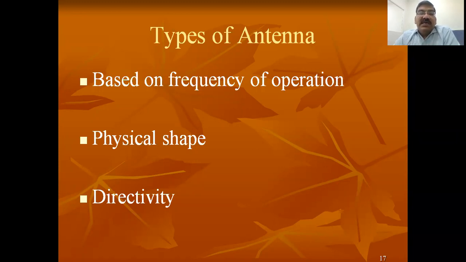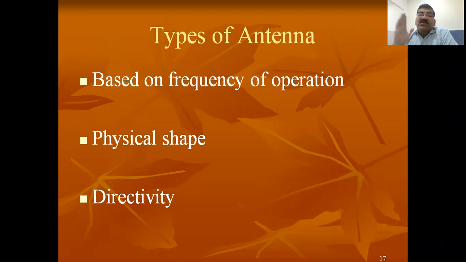So these various IEEE bands also give you the bifurcation of the antenna. So based on frequency of operation, you can bifurcate. Then based on the physical shape, some are planar antennas, some are wire antennas, some are aperture antennas, meaning dish antenna and horn antenna. So these are the aperture antenna, wire antenna, dipole antenna, loop antenna. These are the wire antennas.